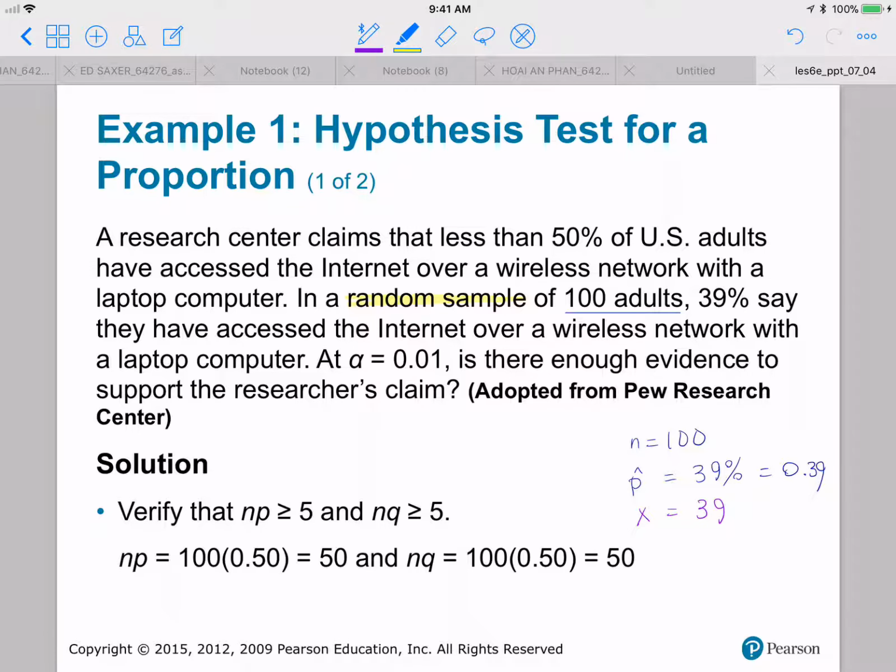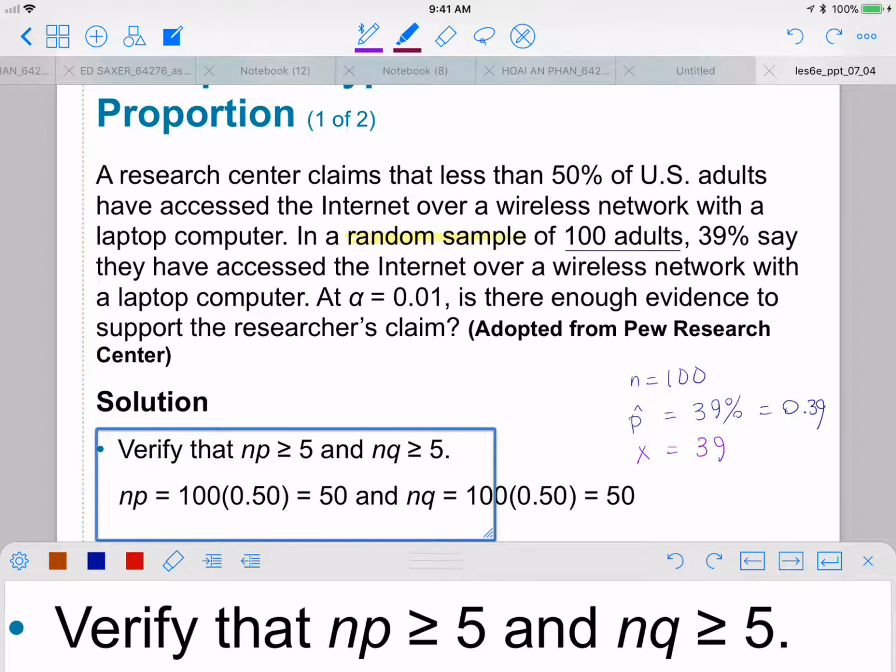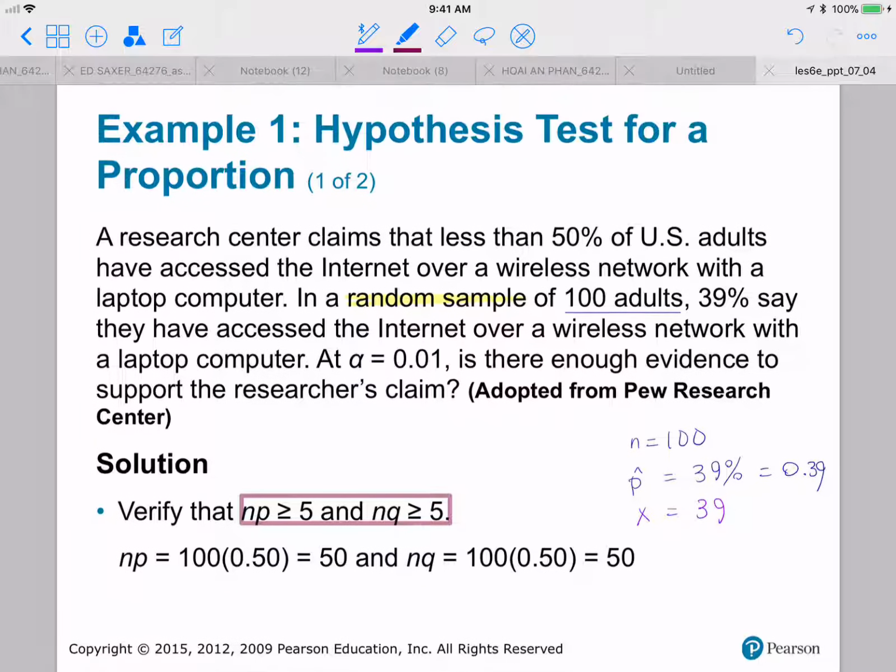So of course I want to remind everyone that the very first thing that we need to do is verify that np is greater than or equal to 5 and nq is greater than or equal to 5. Now this can sometimes cause confusion because you get confused between p and p hat. So when we need to verify that np and nq are greater than or equal to 5, we're talking about the hypothesized proportion.